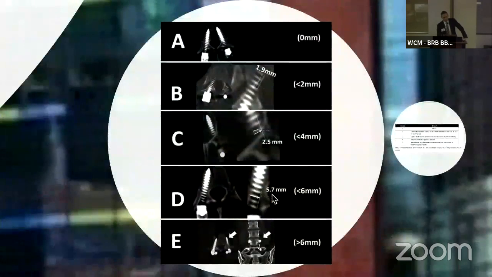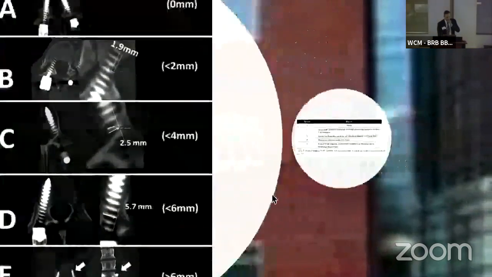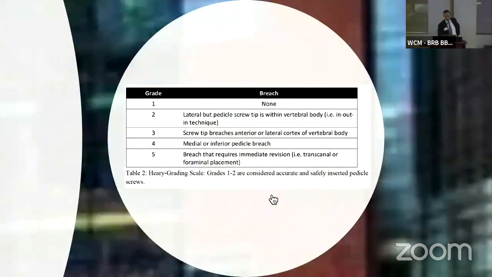So we use the Gertzbein-Robbins classification system, in which case the A and the B category are considered to be accurately placed screws. We also used a slight modification of the Heary grading system as well, and looked at the accuracy rates with both of these systems.